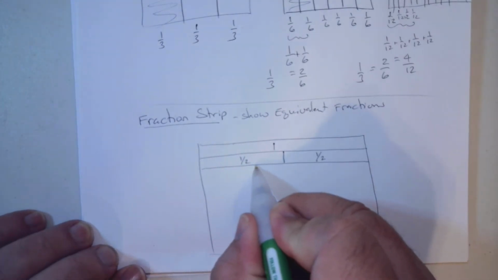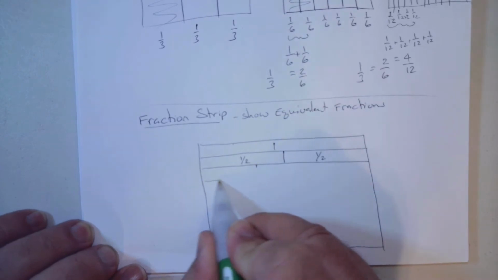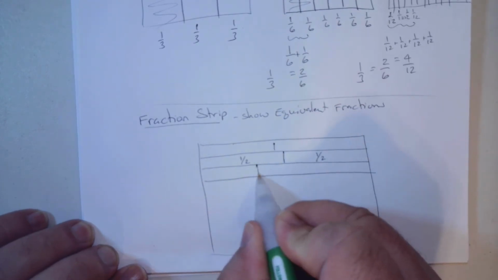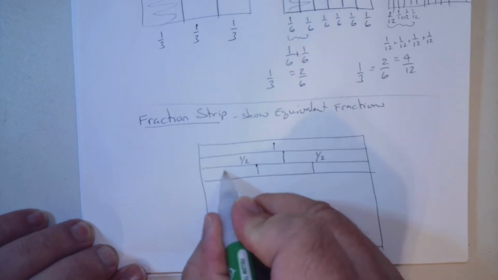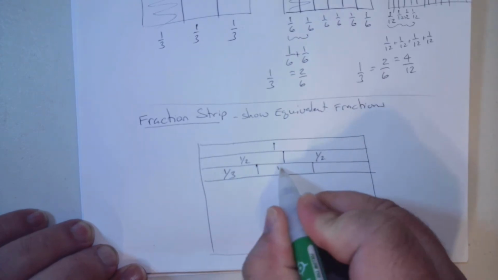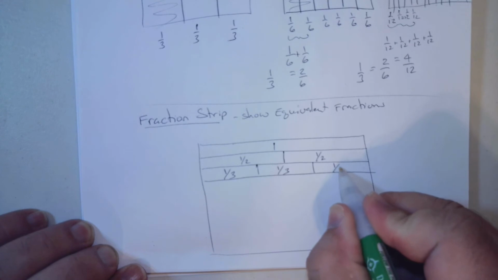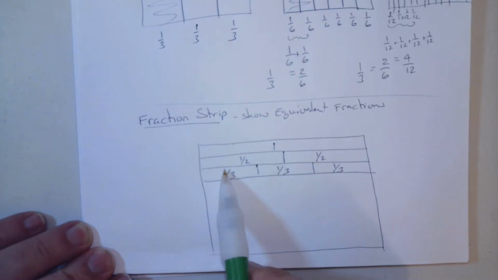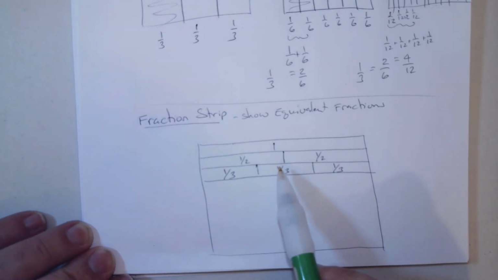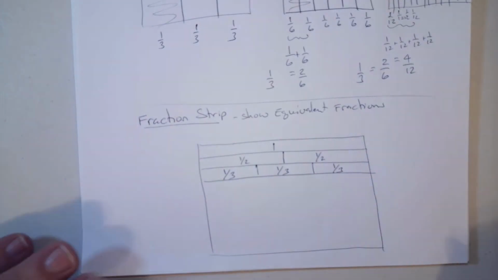Okay, what if we take this and make it into 3 even parts? We cut it into 3. This is 1 over the third piece, 3 pieces. This is 1 over 3. This is 1 over 3.